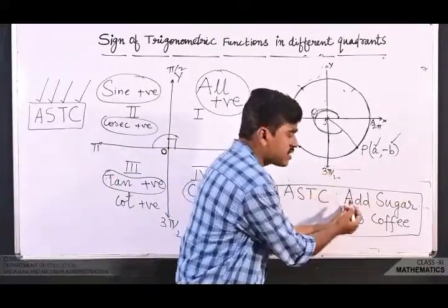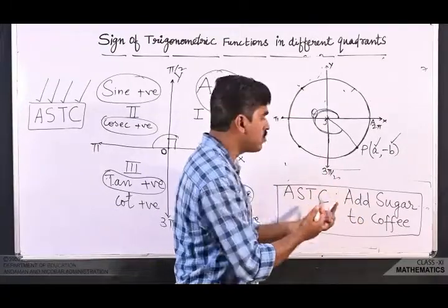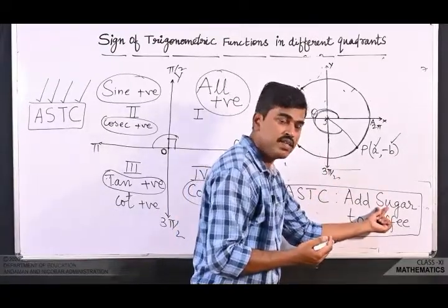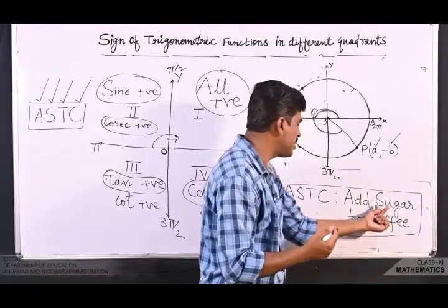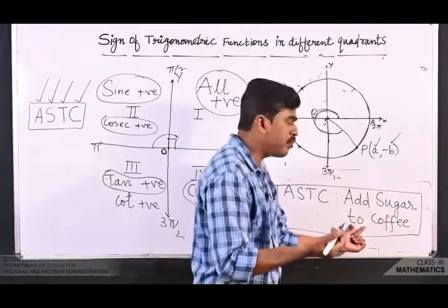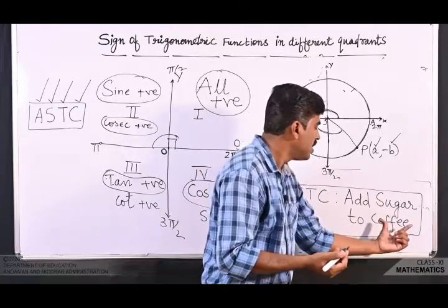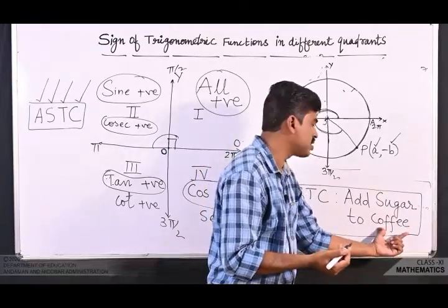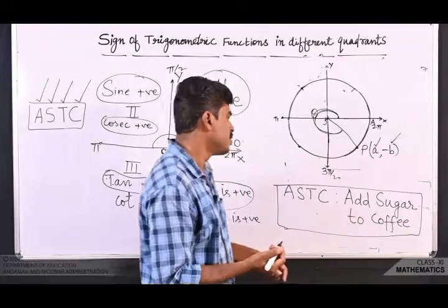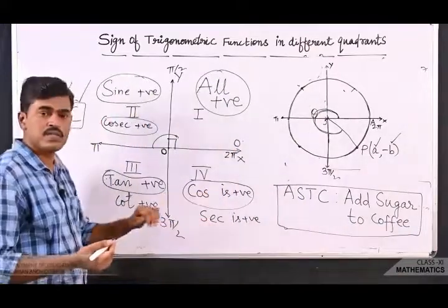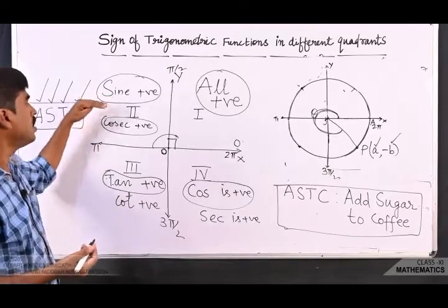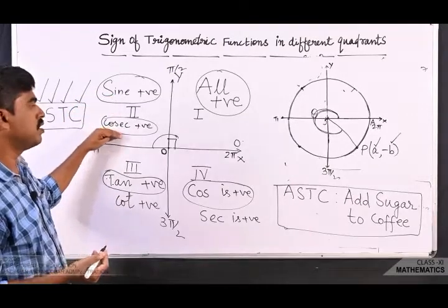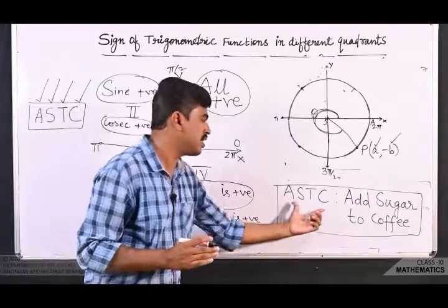Add, you take the first letter A, all positive in first quadrant, and S for sugar, that means sin positive in the second quadrant, and T, tan positive in the third quadrant, and C, it is cos positive in the fourth quadrant. So where cos is positive, sec is also positive, where tan is positive, cot is also positive, where sin is positive, cosec is also positive. So just you have to remember this ASTC.